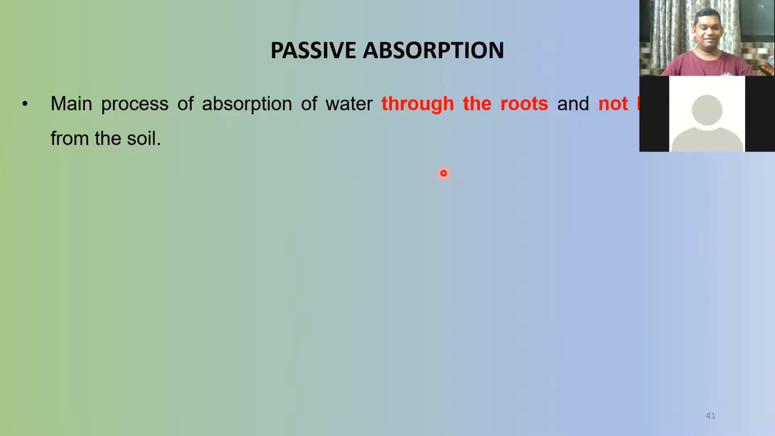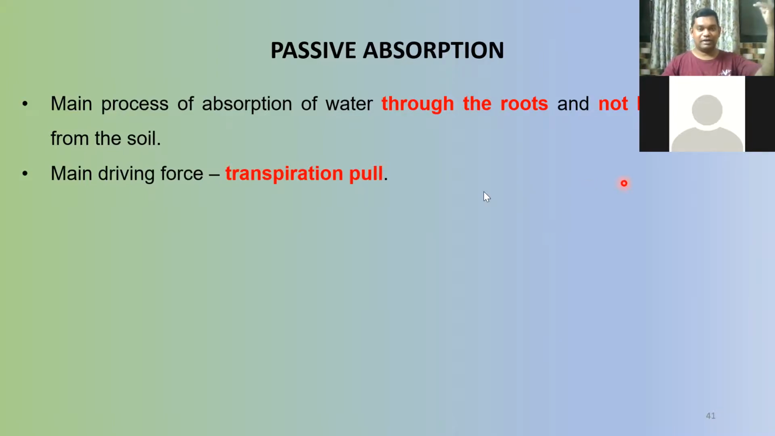So you are out of the train, but not by yourself, by the others. But if you want to enter the train, then you have to push in yourself. So passive absorption is through the roots, but not by the roots. For passive absorption, the main driving force is transpiration pull.